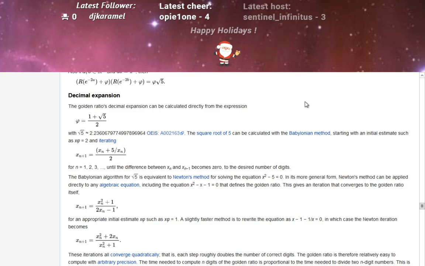Decimal expansion. The golden ratio's decimal expansion can be calculated directly from this expression. However, the square root of 5 can be calculated with this method, starting with an initial estimate such as x equals 2 and iterating. Xn plus 5 over xn, divided by 2, equals the next number.